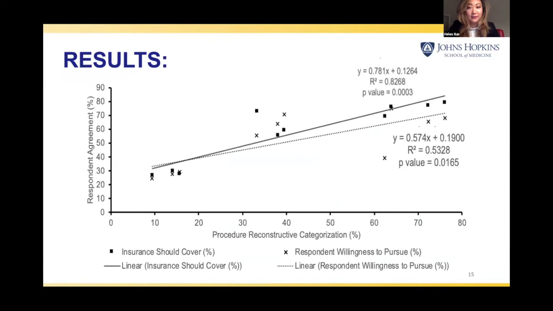So lastly, in reviewing all of the presented cases, we found that the more likely the public is to categorize the procedure as reconstructive, the more likely they are to support insurance coverage for the procedure and willingness to pursue. And the p-value is less than 0.05 for both. So this indicates that the public does recognize the value and supports the procedures when we share the improved quality of life that result from the procedure.